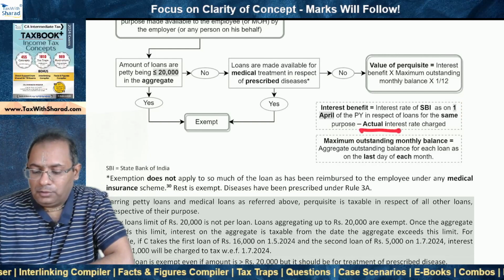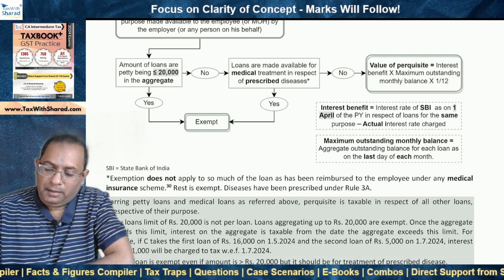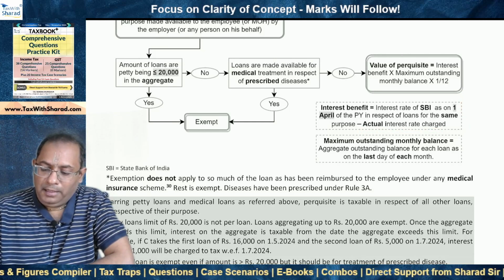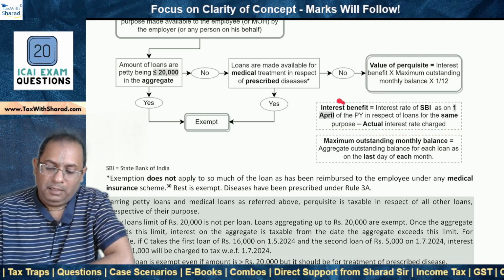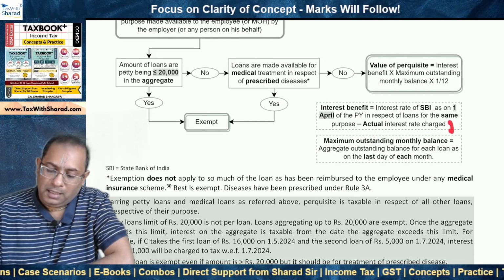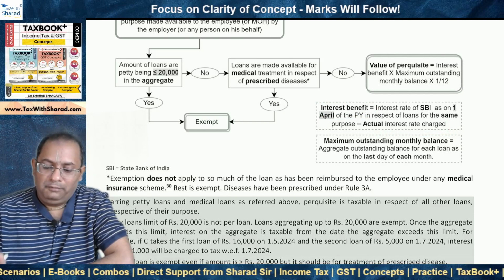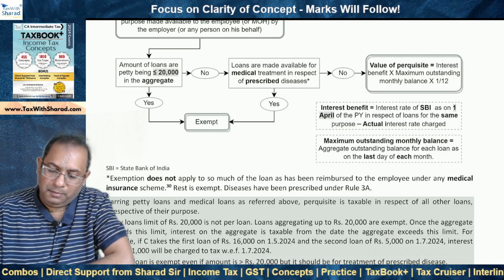From that you will reduce the actual interest rate charged. So if the interest rate of SBI on 1st April is say 10% and you are not charged any interest, that means what is the benefit that you are getting? The interest benefit is 10%. If you are being charged 3% only, then interest benefit is 10% minus 3% is 7%. Okay, so this is the interest benefit.